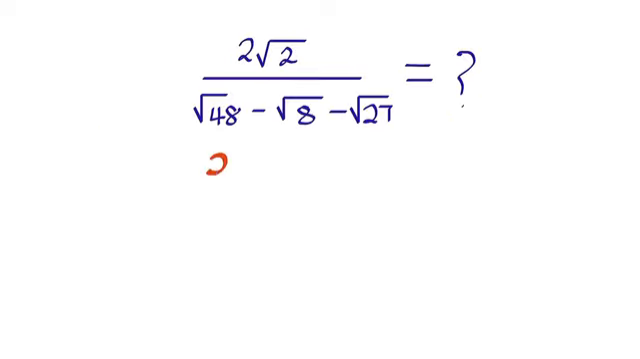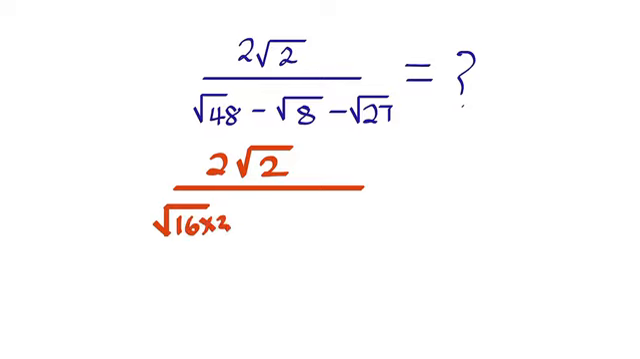From there we're going to write this as 2 root 2 divided by root 48. 48 can be split as 16 multiplied by 3. Then minus root 8, which can be split as 4 times 2. Then minus root 27, which can also be 9 times 3.